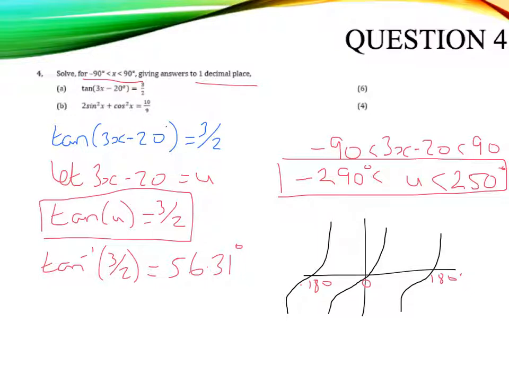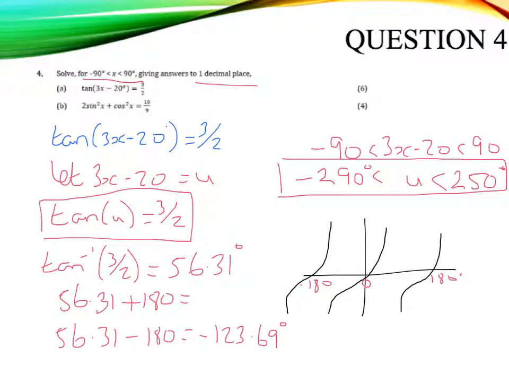So now I've got this first value for tan, I can add or take 180 degrees from it to find the other values. So we've got 56.31, we can add 180, so 56.31 plus 180 is going to give me another value, and 56.31 minus 180 is going to give me another value again. So let's see what we get. Minus 123.69 here, and 236.31 degrees here.